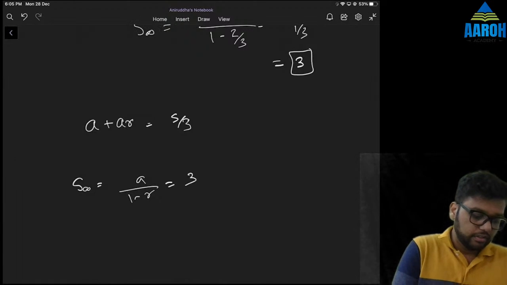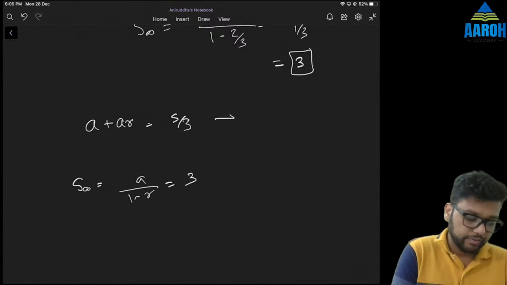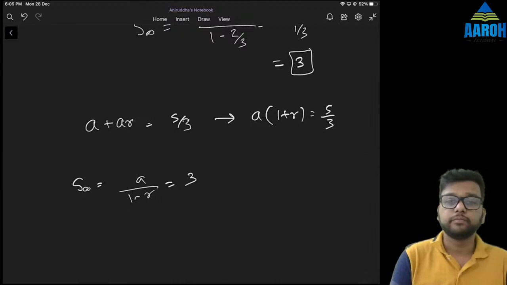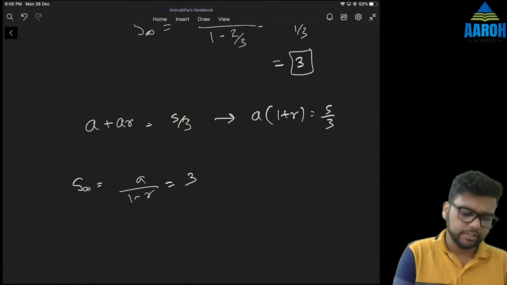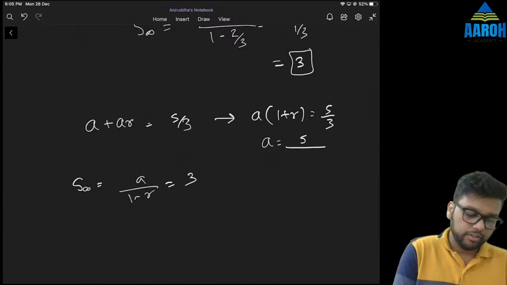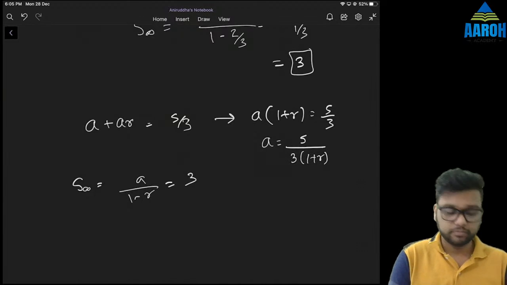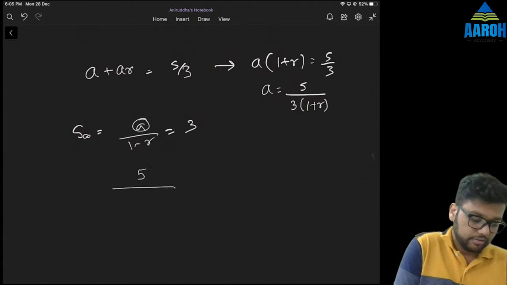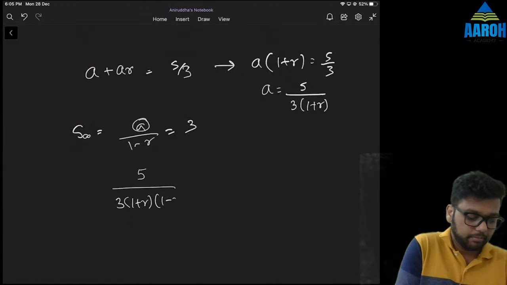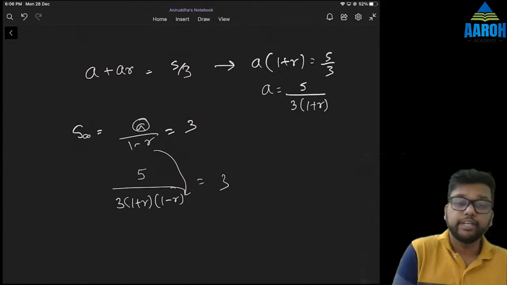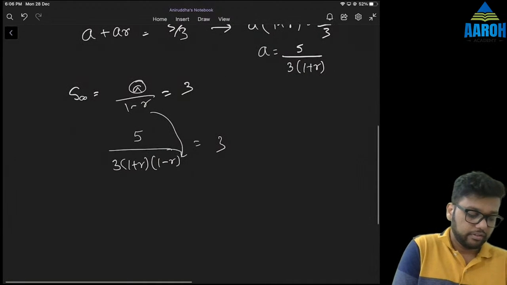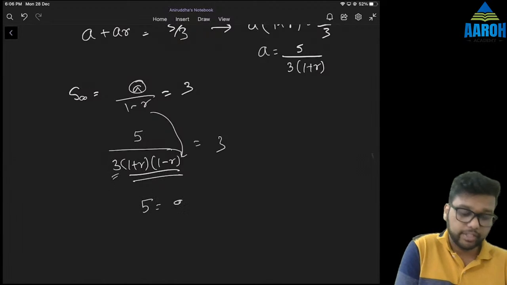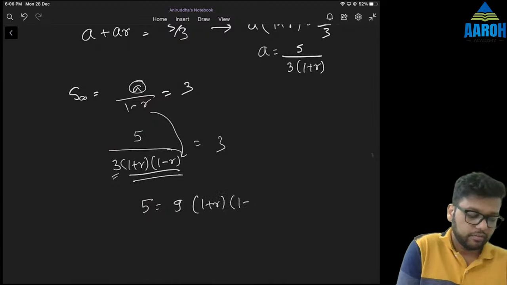So we have to find r only, right? So we can take a common. a into 1 plus r will be 5 by 3. That means a is equal to 5 upon 3 into 1 plus r. So let's put the value of a here. a is 5 upon 3 into 1 plus r, and we already have 1 minus r here, is equal to 3. Let's take 1 plus r, 1 minus r to that side and 3 also to that side. That means 5 is equal to 3 into 3, 9 into 1 plus r, 1 minus r.